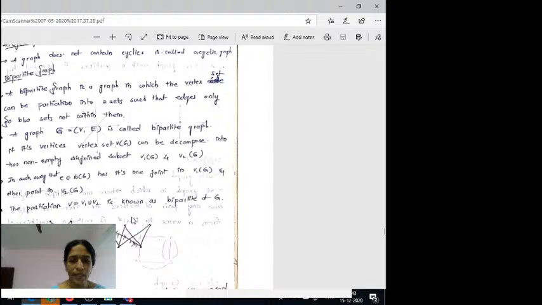Then we can call it a bipartite graph. See here, the definition for this: a bipartite graph is a graph in which the vertex set can be partitioned into 2 sets such that edges only go between sets, not within them. That means edges only go between sets, not within them.